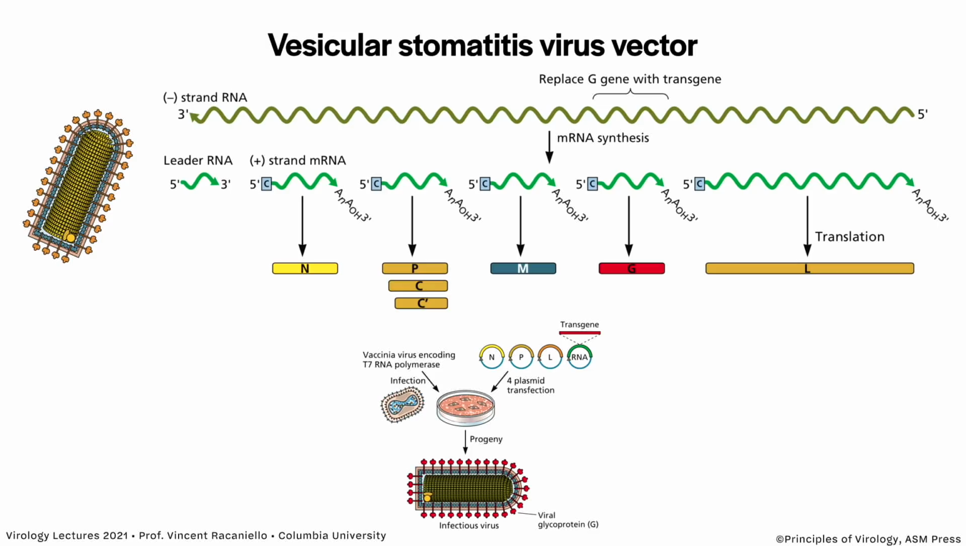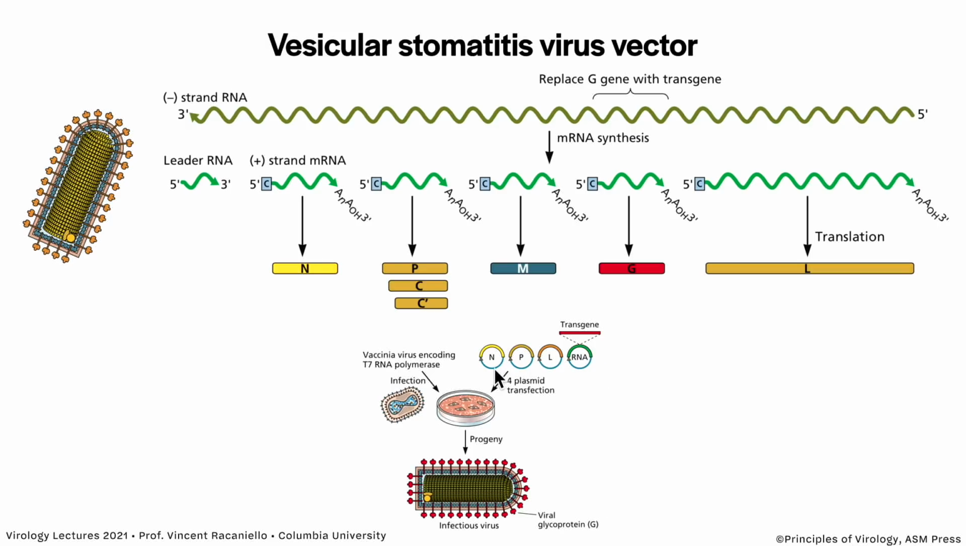VSV has also been developed as a vector. We use this to talk about principles of negative strand RNA virus reproduction. It's a virus with a long negative stranded RNA genome that encodes 5 mRNAs. And what we do is we replace the gene for the G, the spike, with your gene of interest. It needs to be a spike of some kind, of course. And typically, if we're making a viral vaccine, we're looking to do a spike. We make that, and we can make recombinant particles. And the way you do that is shown at the bottom here.